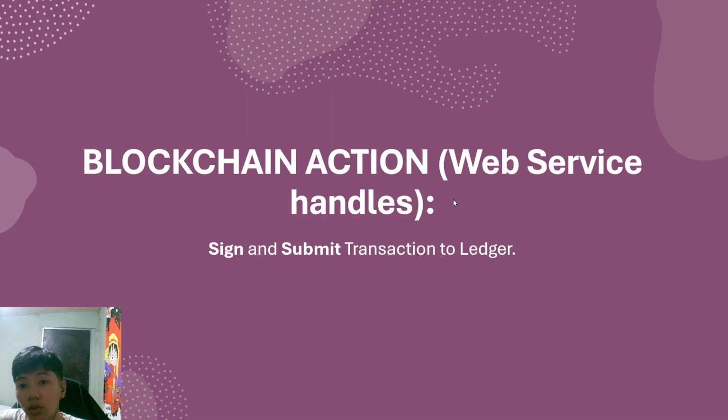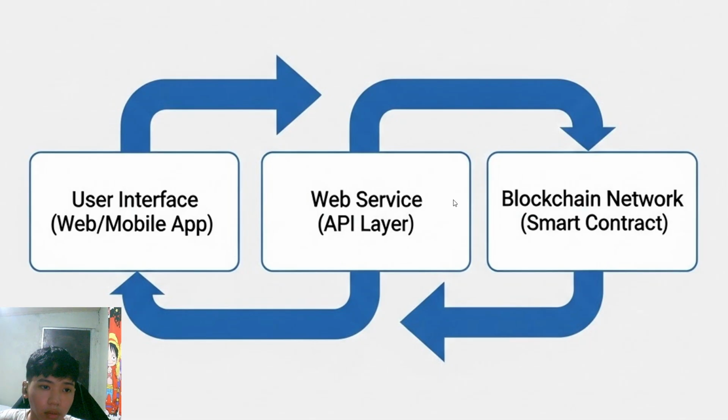So this is another blockchain action which the web service handles: sign and submit transaction to the ledger. Now, let's visualize this complete cycle, focusing on how the data moves from the user to the blockchain and back. So this diagram represents the core architecture of our supply chain example.